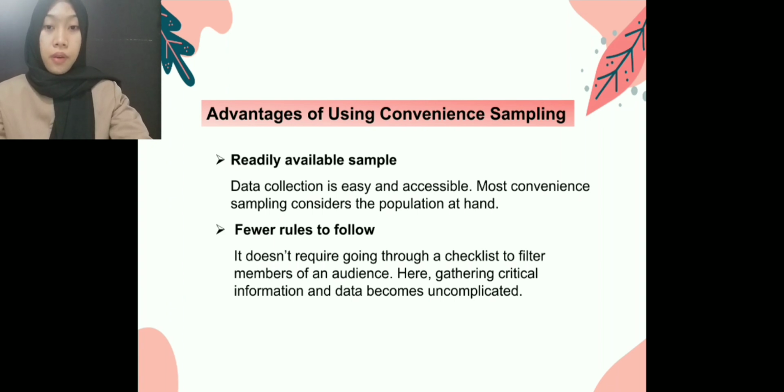And the fifth is fewer rules to follow. It doesn't require going through a checklist to filter members of an audience. Here, gathering critical information and data becomes uncomplicated. For instance, if an NGO wants to survey women's empowerment, they can go to schools, colleges, offices, and so on in their proximity and gather quick responses.